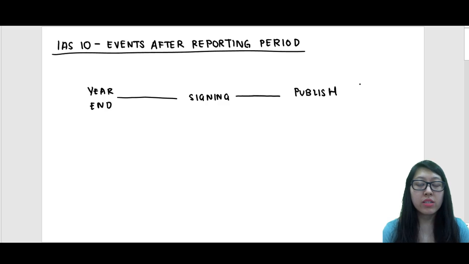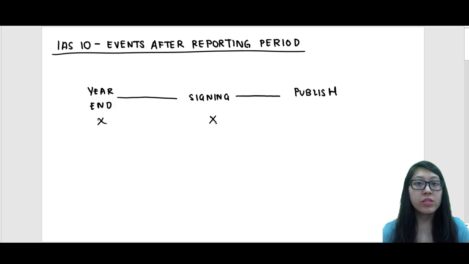So what this means is that when I have issued financial statements for the year end, I'm not going to publish this immediately. I'm going to do some review, and if there are any events which happen after the reporting period, then I am allowed to modify my financial statements. However, this period is between the year end and the signing period.